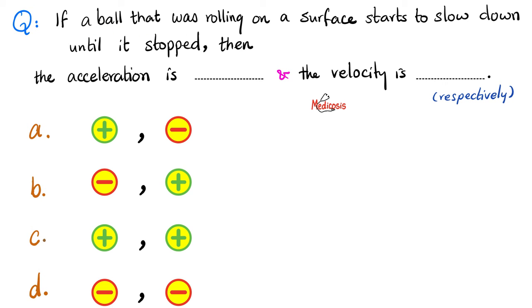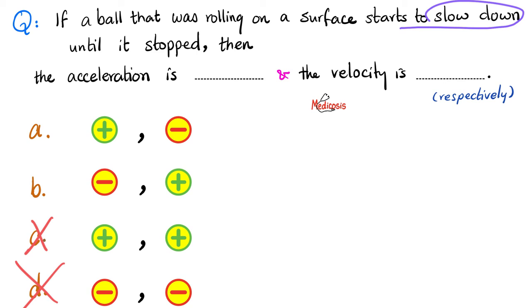Next, if a ball that was rolling on a surface starts to slow down until it stopped, then the acceleration is what and the velocity is what, respectively? Positive, negative, negative, positive, positive, positive, or negative, negative. Please pause. Well, I am slowing down. I am decelerating, meaning that acceleration and velocity have to have opposite signs, either positive and negative or negative and positive, which means that C has to be incorrect and D is also incorrect. So I'm between A and B.